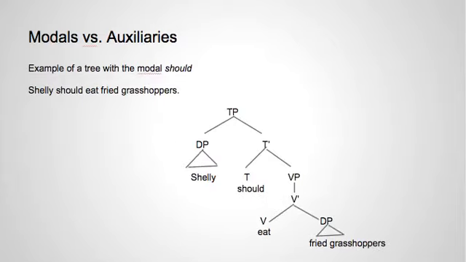Now let's look at an example of a tree with the modal should. Shelley should eat fried grasshoppers, assuming that the DPs have already been done for us since they've been abbreviated by a triangle. So Shelley should eat fried grasshoppers. Here, T is should, which stands for the tense. And there is only one under the T head, which makes this structure grammatically correct.